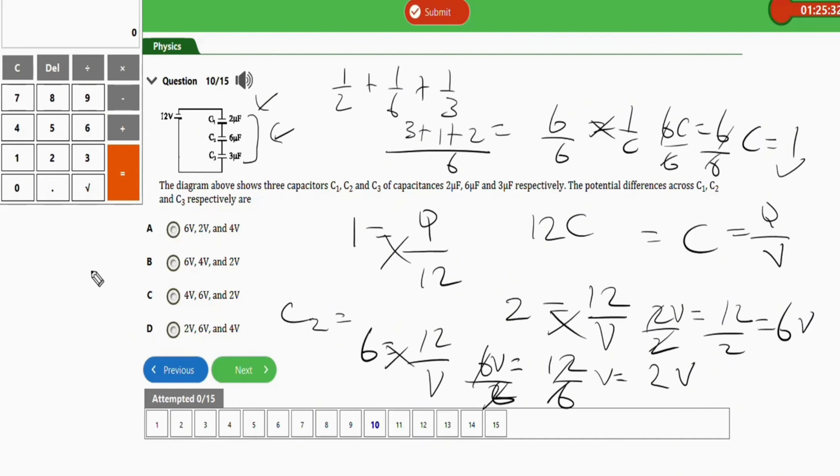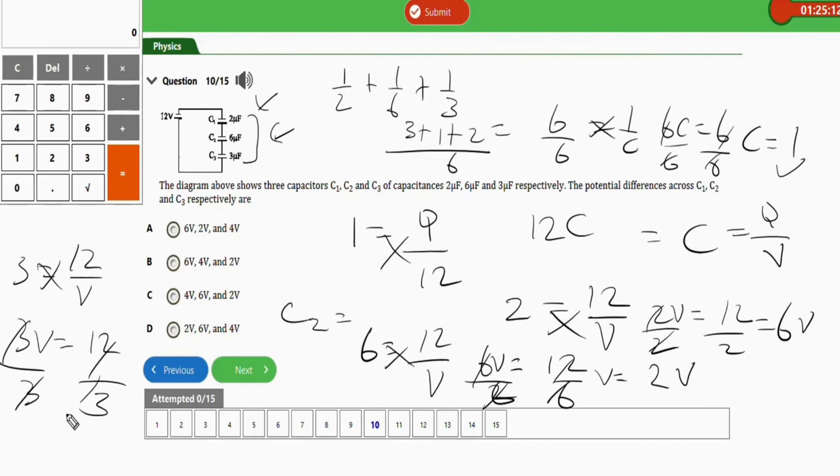Lastly, for C3, the capacitor there is 3 microfarad. So we have 3 equals the effective charge 12 over V. Cross multiply, again we have 3V equals 12. Divide both sides by 3.